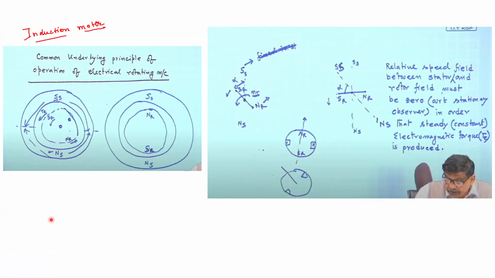In the case of the induction motor, let us say that at a given point of time we have the south pole of the stator here and the north pole of the stator here, because the stator is fixed. Stator means the part of the electrical machine which is fixed, and rotor means, as the name suggests, the rotating part.